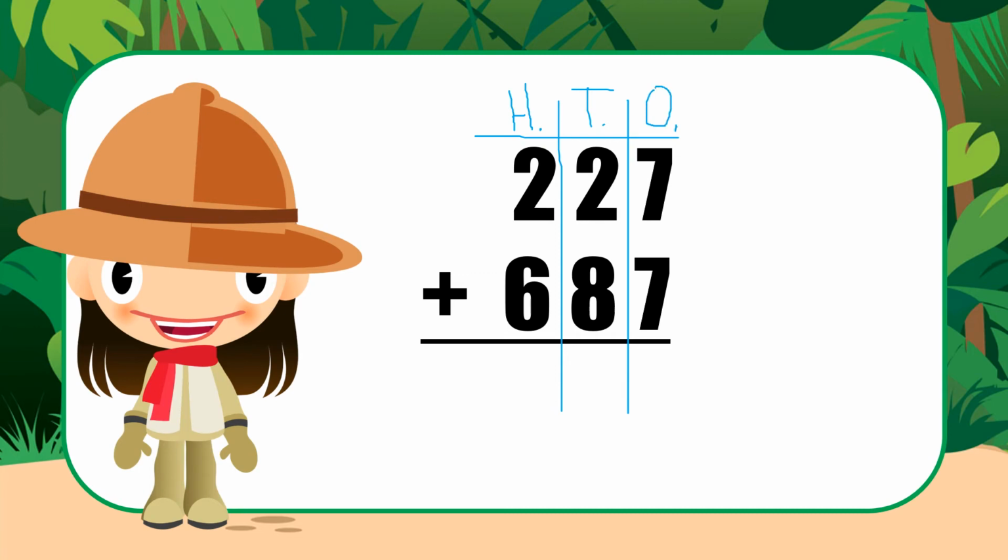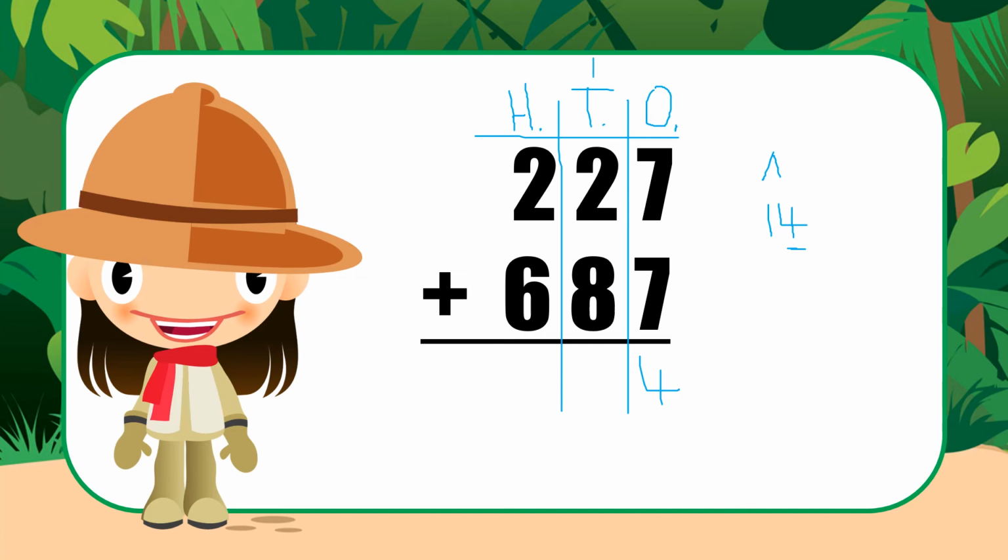7 plus 7 is 14. 14 is greater than 9, so that means we have to regroup. So we'll write it on the side, and we're going to underline the digit that we're going to put under the ones column. 4 will go under the ones column, and our roof will go above our 1 because we're going to put that above the tens column.